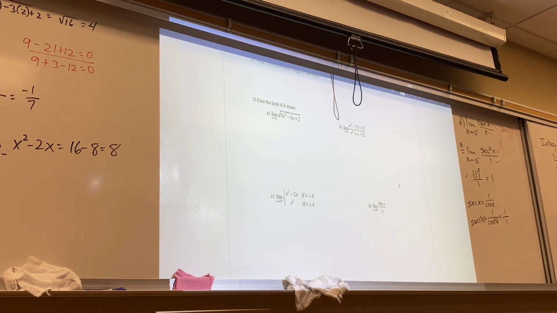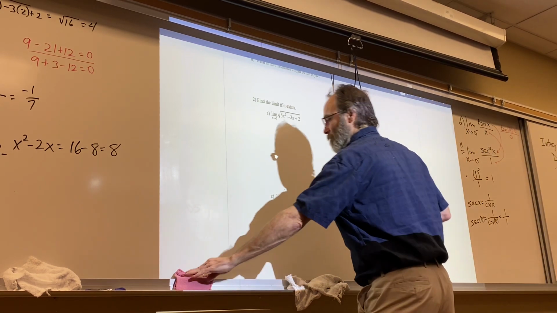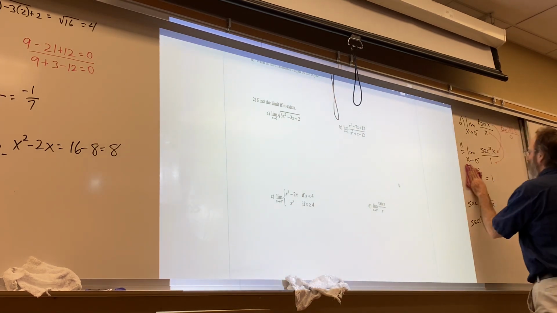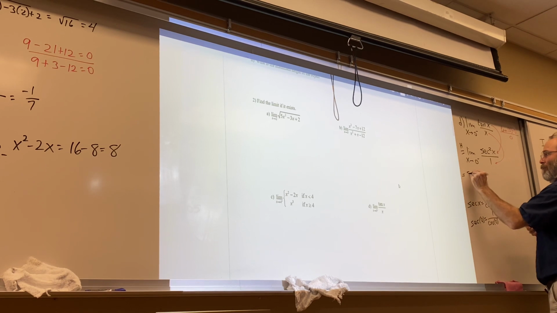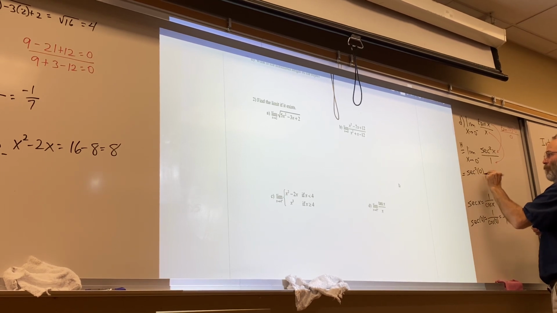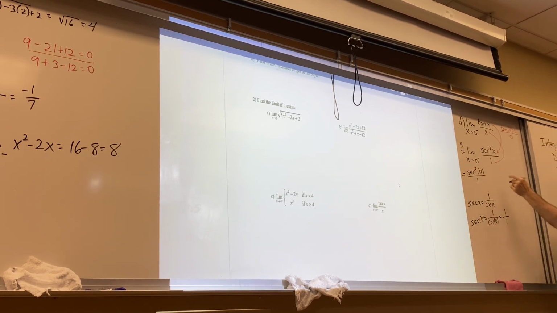And then why are we doing 1 squared? So now we plug in 0, so this would be secant squared of 0 over 1, and secant of 0 is just 1.